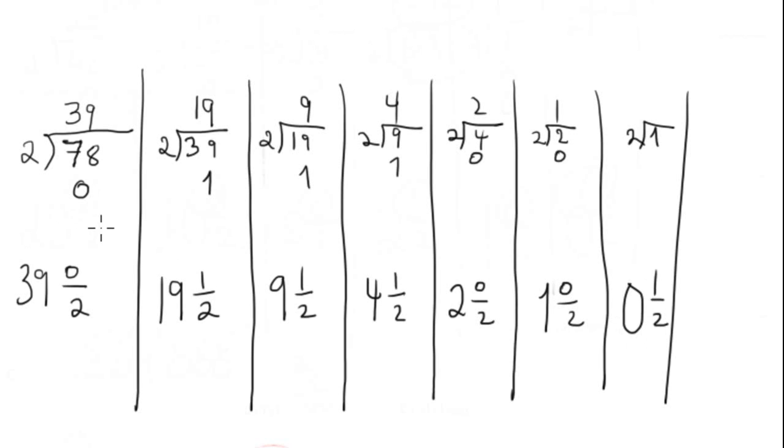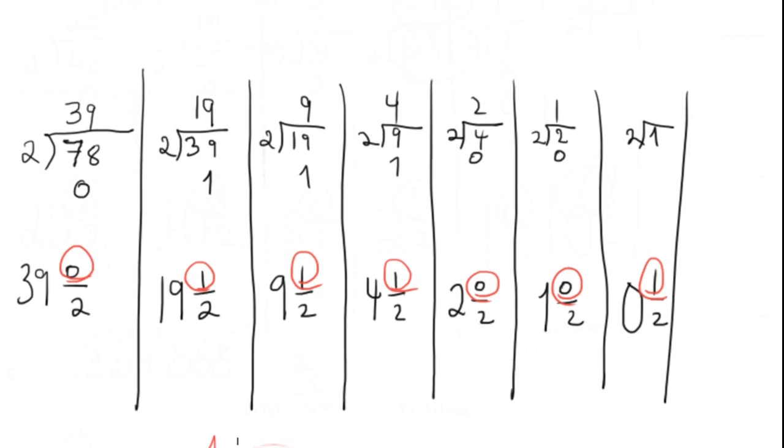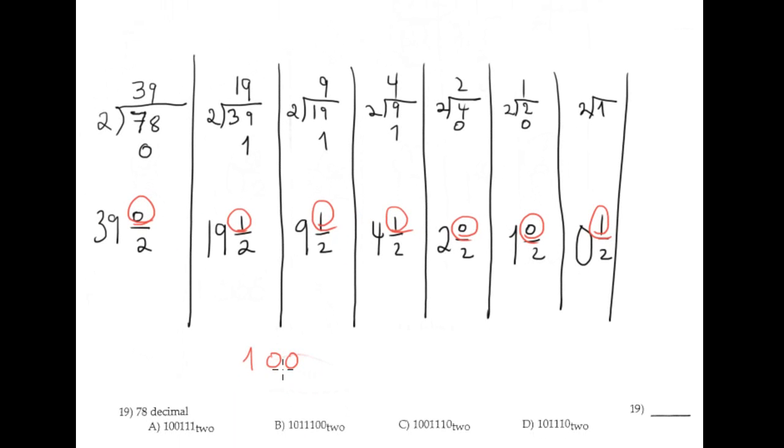Okay, now take the remainders: 0, 1, 1, 1, 0, 0, and 1. And you write them in inverse order: 1, 0, 0, 1, 1, 1, 0. Of course, base 2 corresponds with the option C.